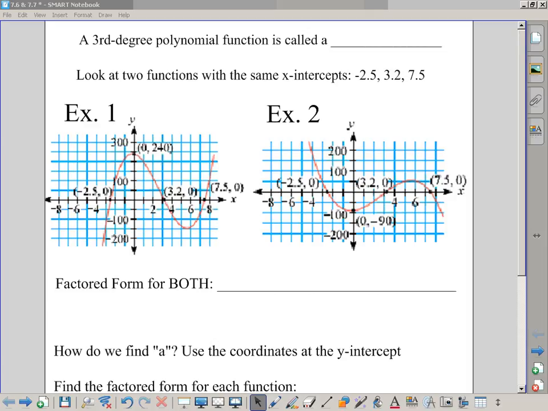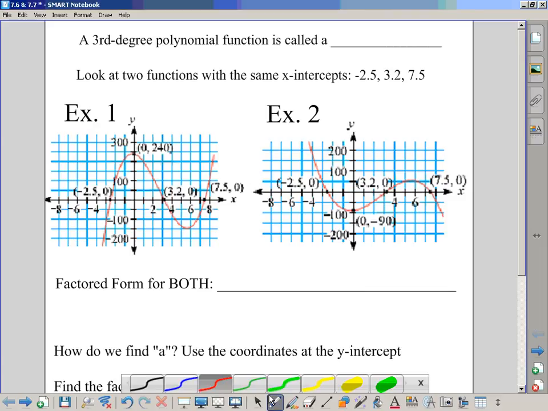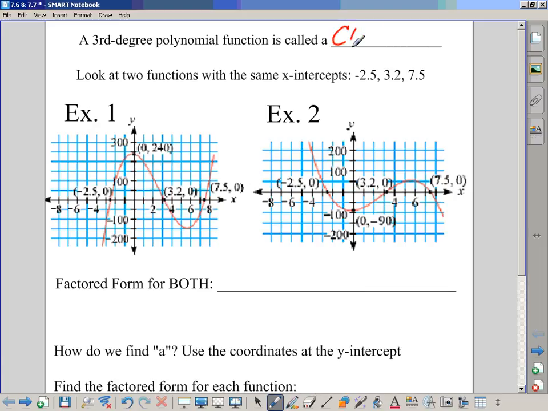Section 7.6, finding the equation of a polynomial when they give you the roots of the function. So we're going to take a look at the notes handout that I gave you after the quiz today. The first note here, a third-degree polynomial function is called a cubic function. C-U-B-I-C, that's a cubic function.